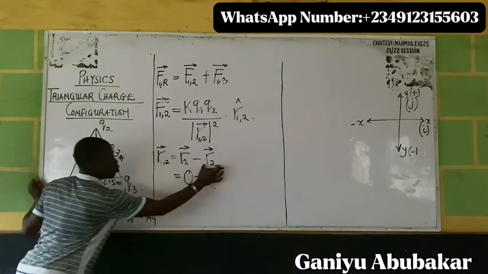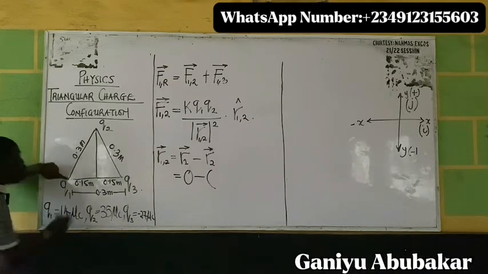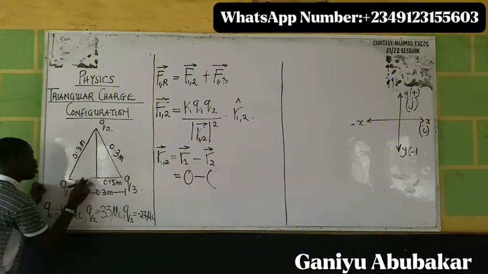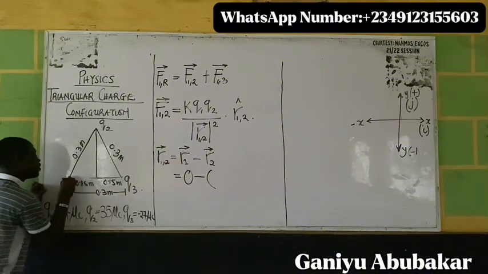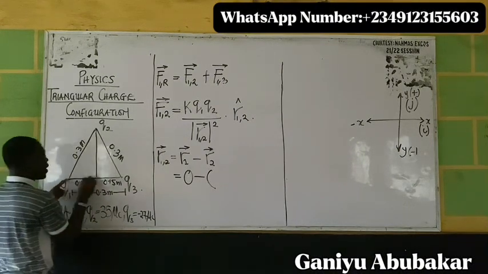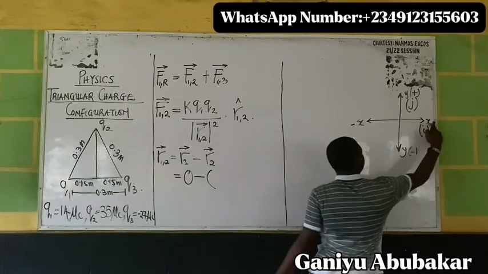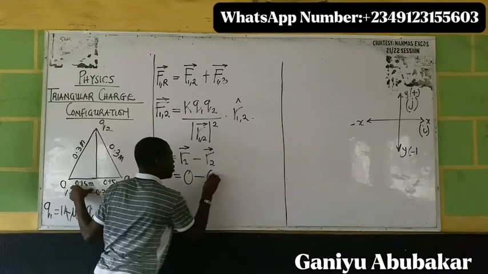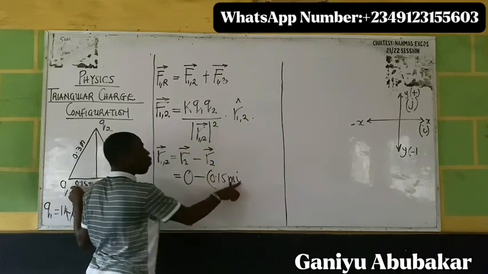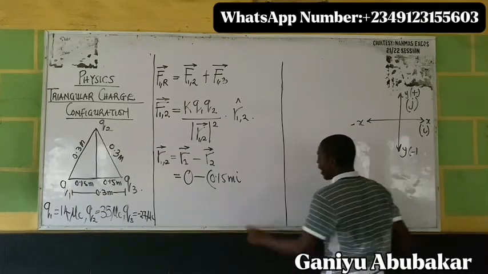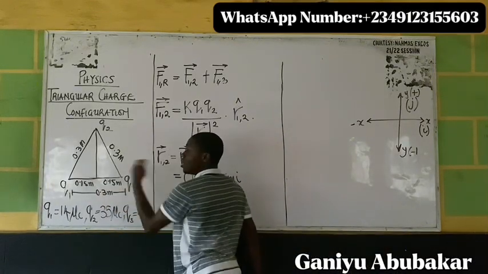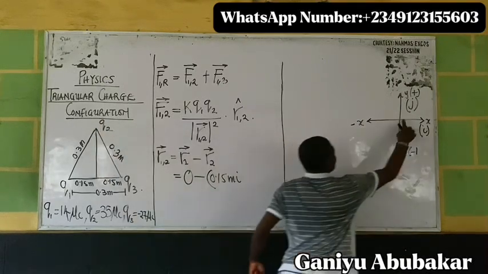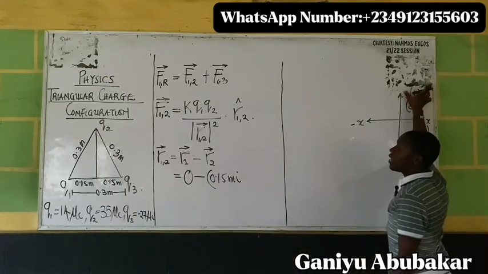Now let's get R2. To get R2, from Q1 to Q2, I'm moving this way and then this way. This way here is the x direction, a positive x direction, so I'll have a positive value. This value becomes 0.15 meters i. I'm moving horizontally, so I'm done with this one. Next, I move upwards. Upward signifies the positive of y, and I'll attach j.